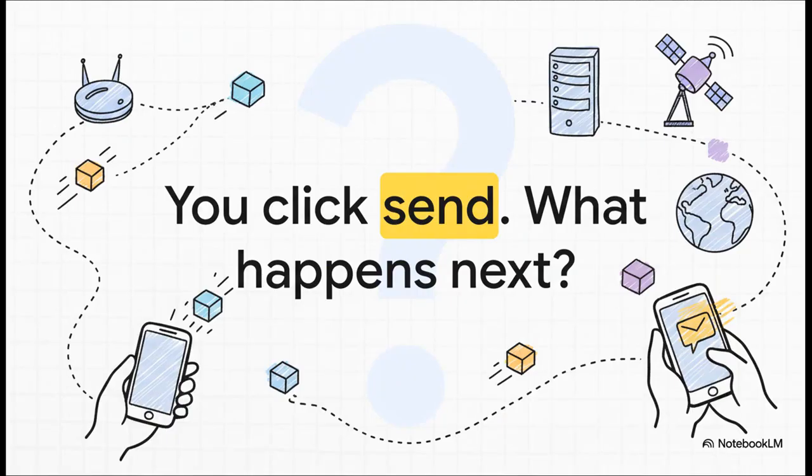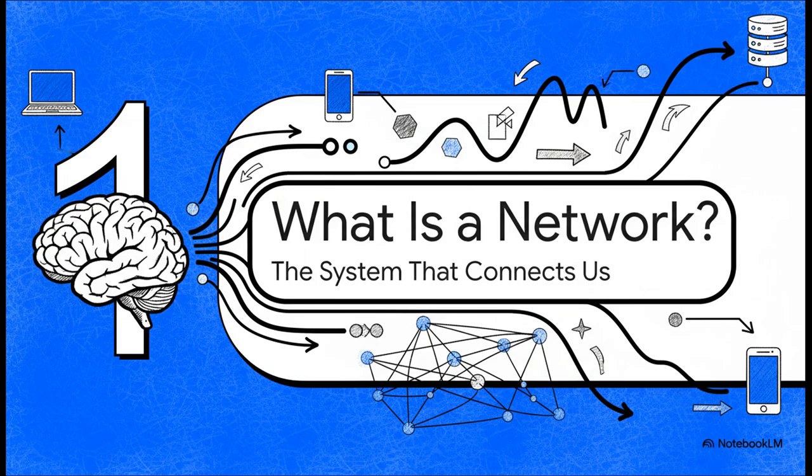Okay, so just think about this for a second. You type out a message, you hit send, and bam, almost instantly, it pops up on your friend's screen, who could be halfway across the world, right? It totally feels like magic. But it's not. It's actually this incredibly complex, super high-speed journey. So what really happens in that tiny little split second? Well, the answer to that question, what happens when you hit send? It all starts with understanding the system that connects every one of us, the network.